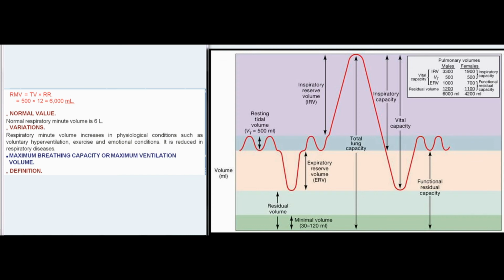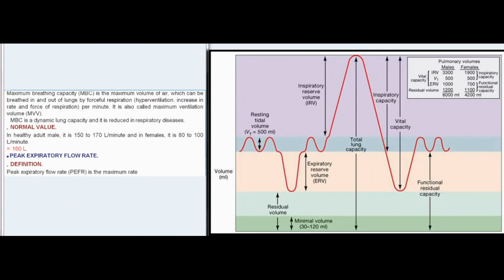Variations. Respiratory minute volume increases in physiological conditions such as voluntary hyperventilation, exercise, and emotional conditions. It is reduced in respiratory diseases. Maximum breathing capacity or maximum ventilation volume. Definition: maximum breathing capacity, MBC, is the maximum volume of air, which can be breathed in and out of lungs by forceful respiration, hyperventilation, increase in rate and force of respiration, per minute. It is also called maximum ventilation volume, MVV. MBC is a dynamic lung capacity and it is reduced in respiratory diseases.